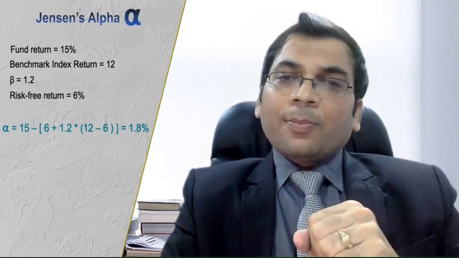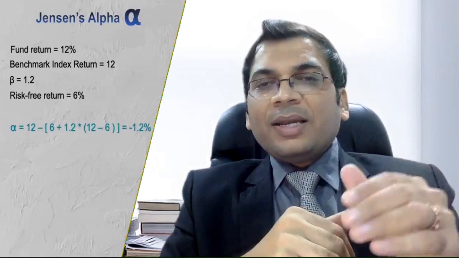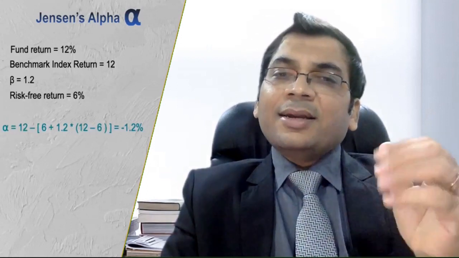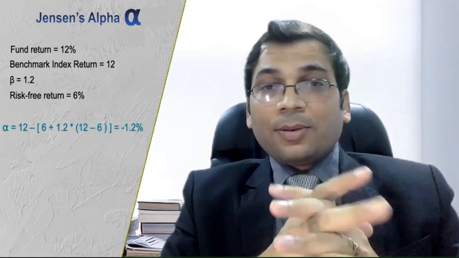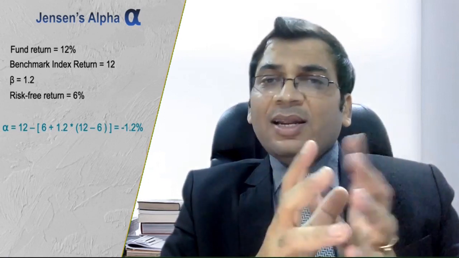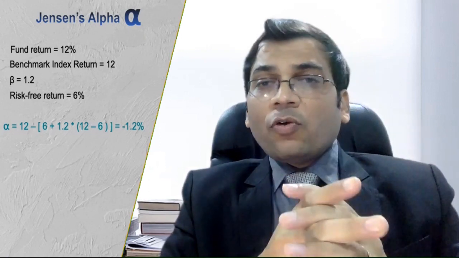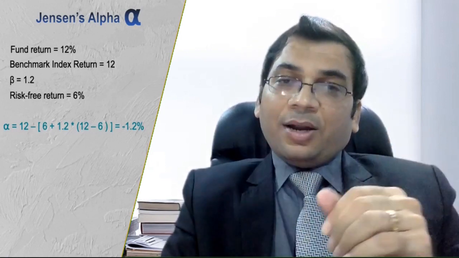If in the same example the fund delivered a return of 12%, the alpha computed would be minus 1.2%. And here, the negative alpha indicates that the fund manager was not earning enough returns for the quantum of risk he has taken. Similarly, an alpha of 0 would indicate that the portfolio or fund is tracking perfectly with the benchmark index.